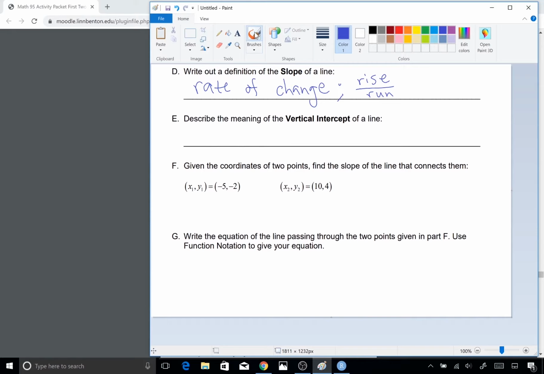The vertical intercept is the y-coordinate of the point where the line crosses the y-axis. It's the y-coordinate when x equals 0.